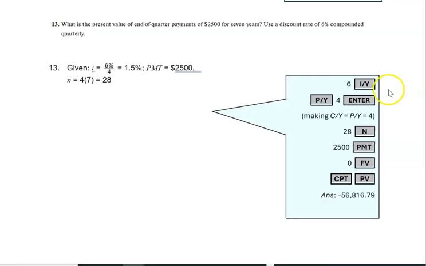So we have 6 for our IY. Go to our second level. To go to our PY, we want to make sure it's 4. So enter. You can arrow down to make sure that your CY is also set at 4. And then you want a second quit to come back up to the main level. 28N. Because it's 4 multiplied by 7 years. Your payment, 2,500 PMT, 0 future value, compute present value. Your answer is going to be $56,816.79.